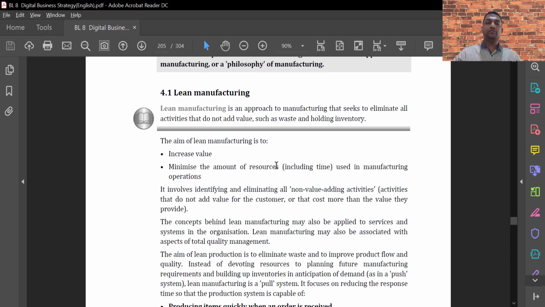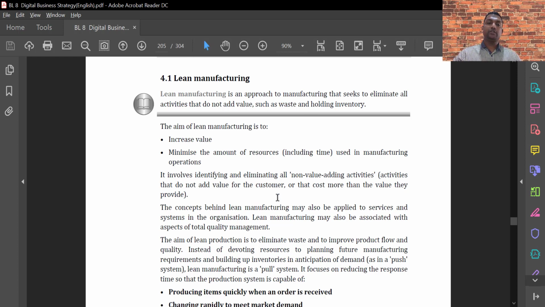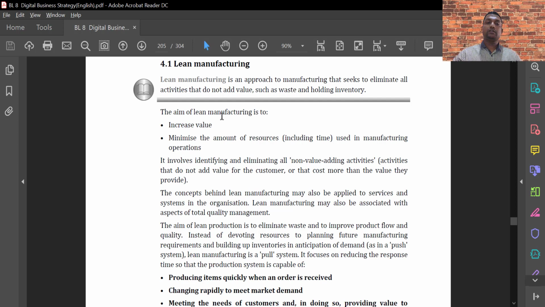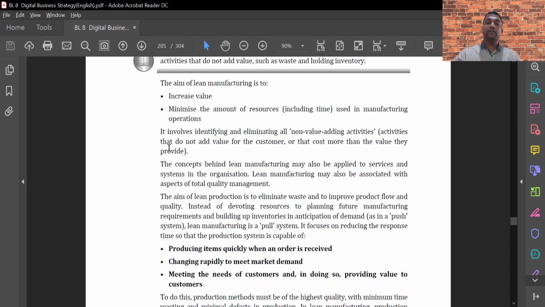So if you look at lean manufacturing, this is an approach to manufacturing that seeks to eliminate all activities that do not add value, such as waste and holding inventory. The aim of this is to increase value by taking all these measures and activities, and minimize the amount of resources, even the time taken, used in manufacturing operations, right? And it involves identifying and eliminating all non-value adding activities, right?